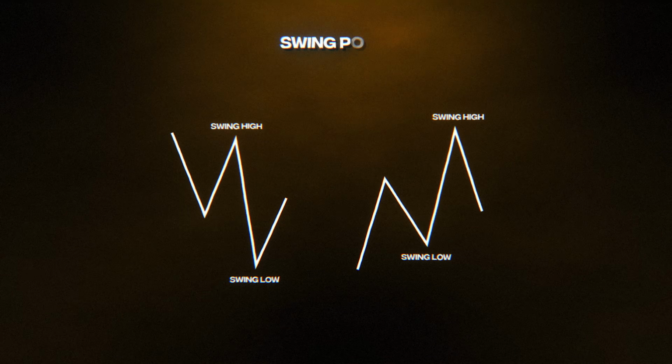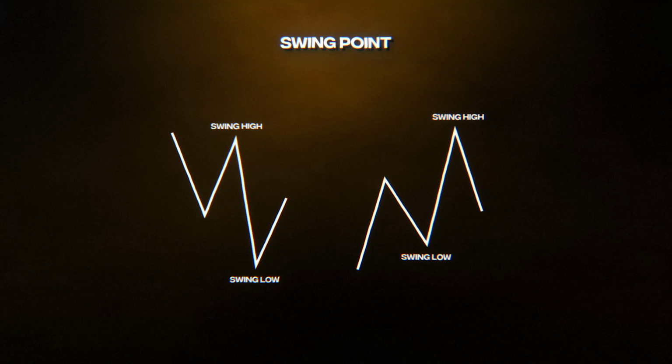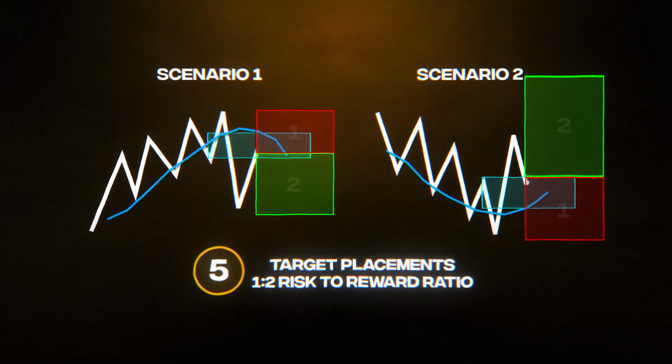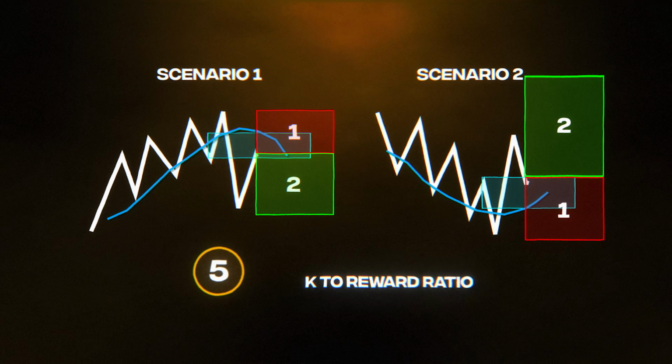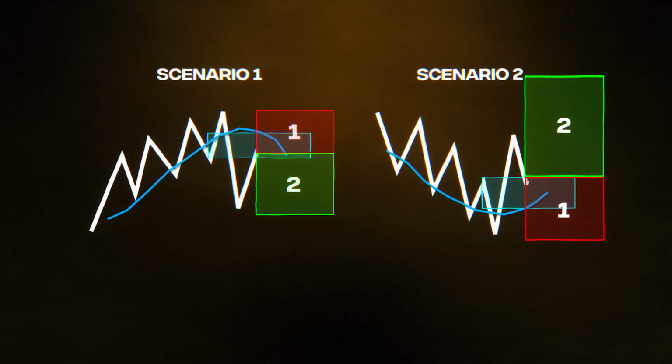For those of you that don't know, here's a brief explanation. A swing point refers to a high or low in the market. Step 5, target placements. For a take profit level, we'll aim for a 1-to-2 risk to reward ratio to get in and out of the market fast. At 10 pips profit, I will move my stop loss to break even to go risk free on the trade and let the trade run to the full take profit. I will explain more of the reasoning towards the end of the video.